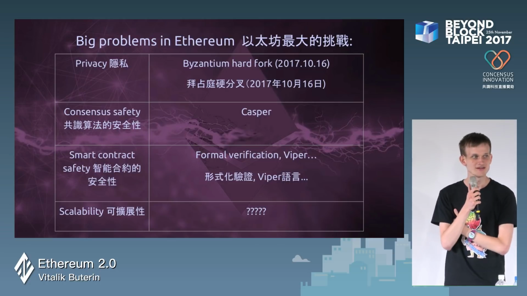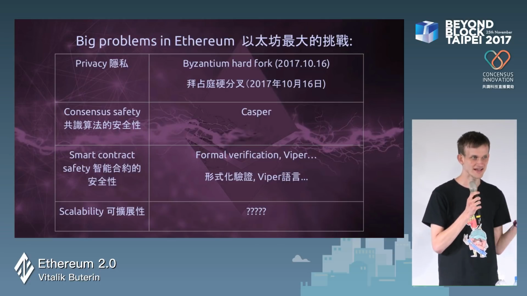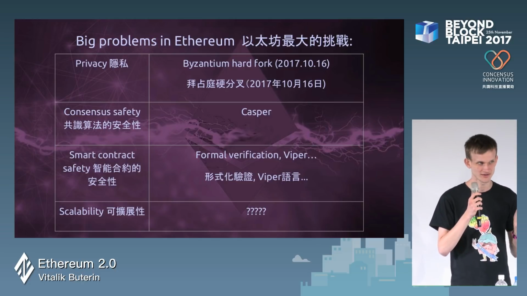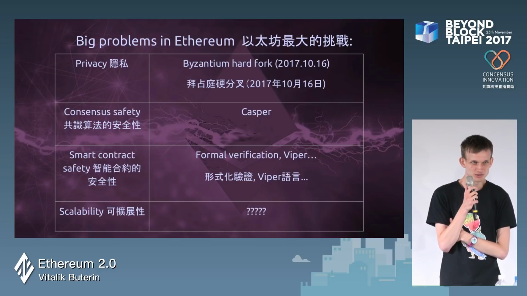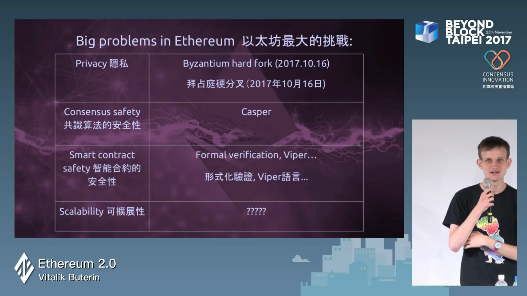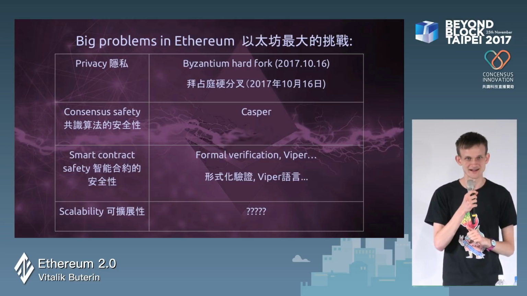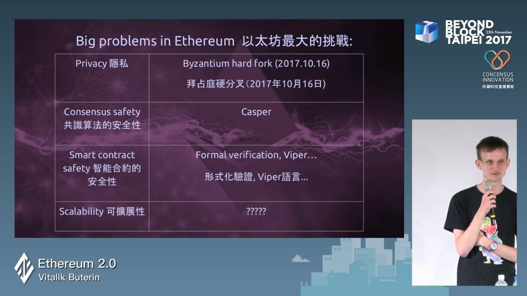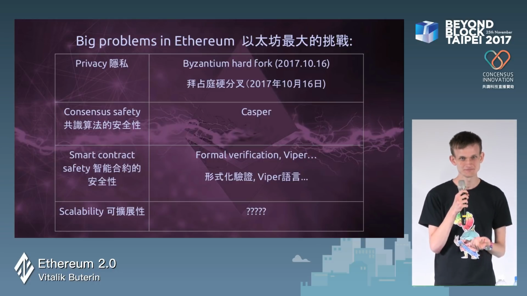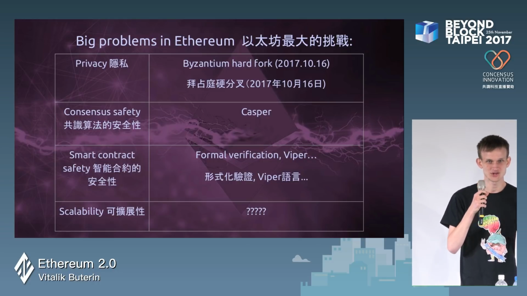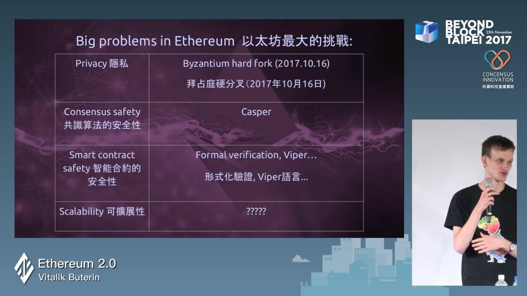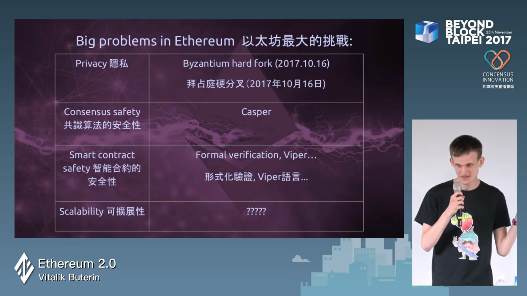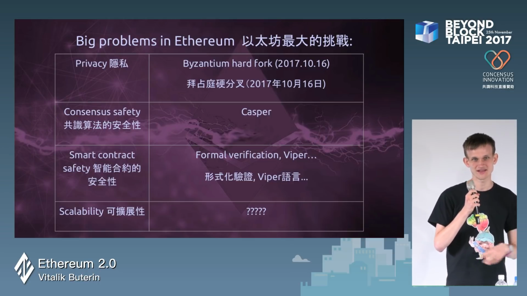Number 2, consensus safety, so making the consensus algorithm safe, and also consensus algorithm efficiency, making the consensus algorithm more efficient. Unfortunately, Bitcoin proof of work mining consumes apparently more power than more than half the individual countries in the world, and Ethereum unfortunately isn't much better. But once again, climate change and just generally wanting to be efficient, good human beings, we want to have a consensus algorithm that wastes less electricity. So proof of stake, smart contract safety.